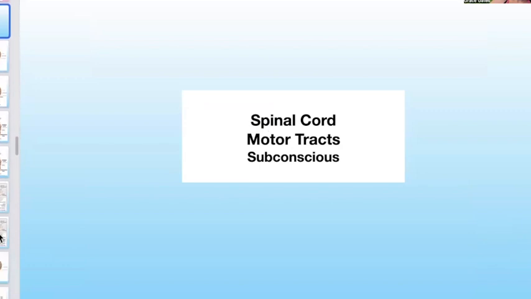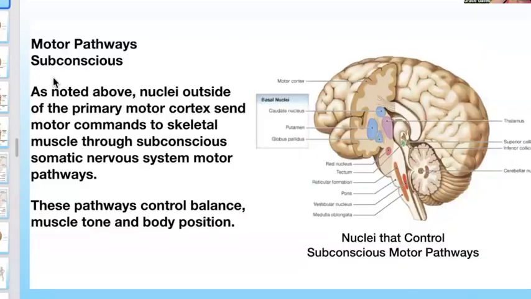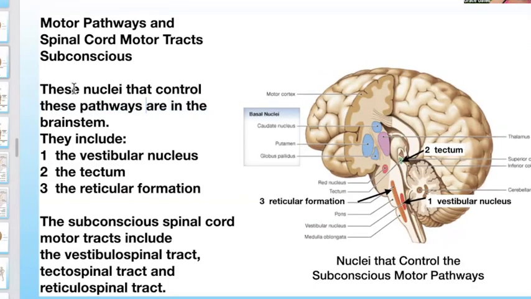Okay. Spinal cord motor tracts: subconscious. As noted above, nuclei outside of the primary motor cortex send motor commands to skeletal muscles through subconscious somatic nervous system motor pathways. These pathways control balance, muscle tone, and body position. And here we have a picture of the nuclei that control the subconscious motor pathways. The nuclei that control these pathways are in the brainstem. They include the vestibular nucleus, the tectum, and the reticular formation.